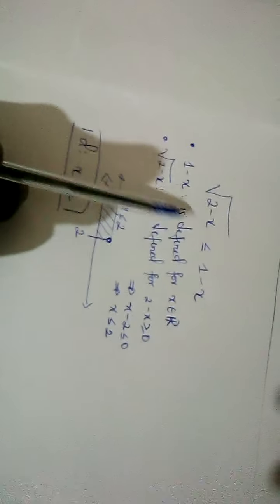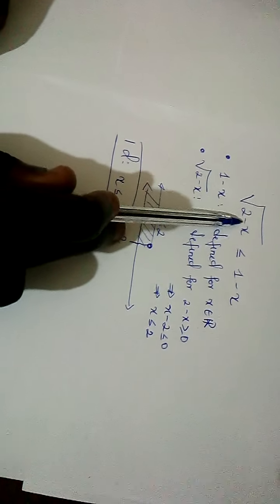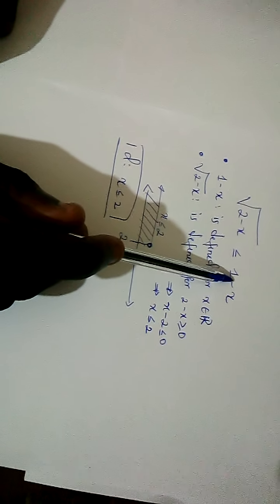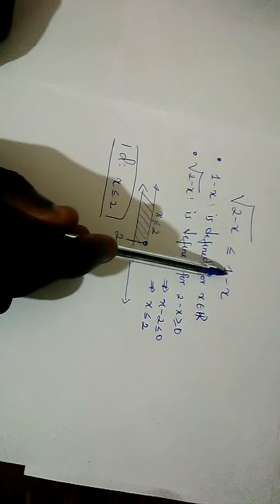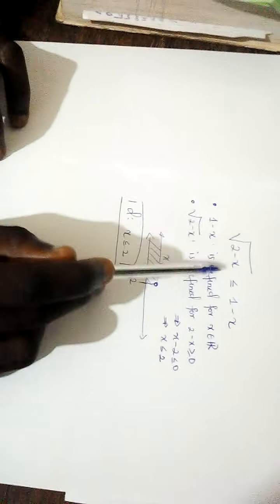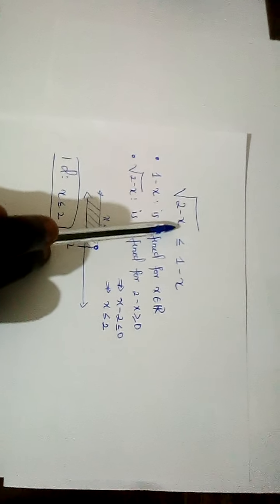Since in this case we are involved with linear and square root functions, the only thing we can do here is to square both sides, and there is a condition for squaring both sides. Both sides must be positive. So in this case, you have the square root of 2 minus x on the left hand side. On the right hand side, you have 1 minus x. Both sides being positive is not required in all cases, because in some cases, if both sides are negative, you can square both sides, provided the inequality is always true.